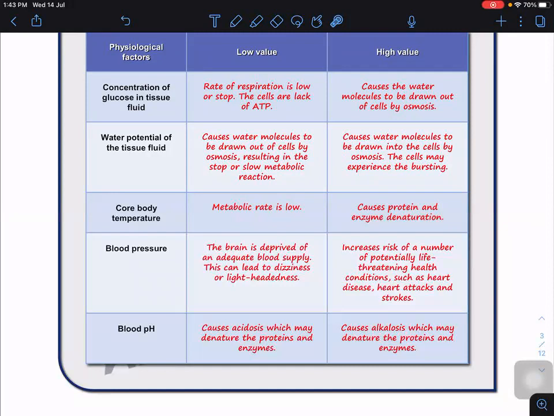Okay, so guys, for us, highlight these three. We're going to focus on these three when we discuss the homeostatic control. Blood pressure and blood pH, we won't talk about in these topics.